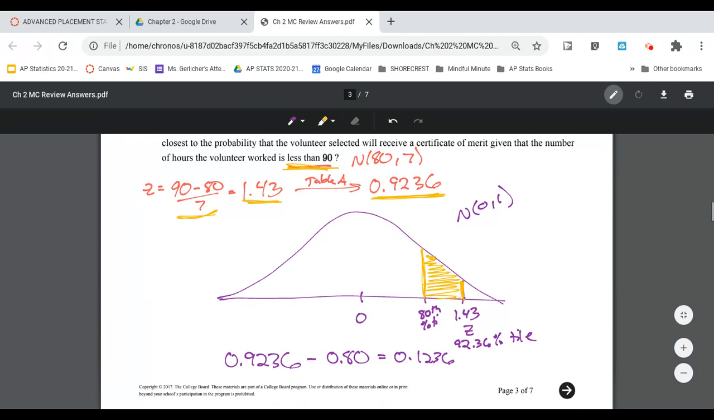Oh, something went wrong. This is what I get for not finishing the problem before I made the video. Okay, what did I do? So 0.9236 minus 80. Okay, I am going to pause the video and we're going to figure it out. I'm going to figure it out.